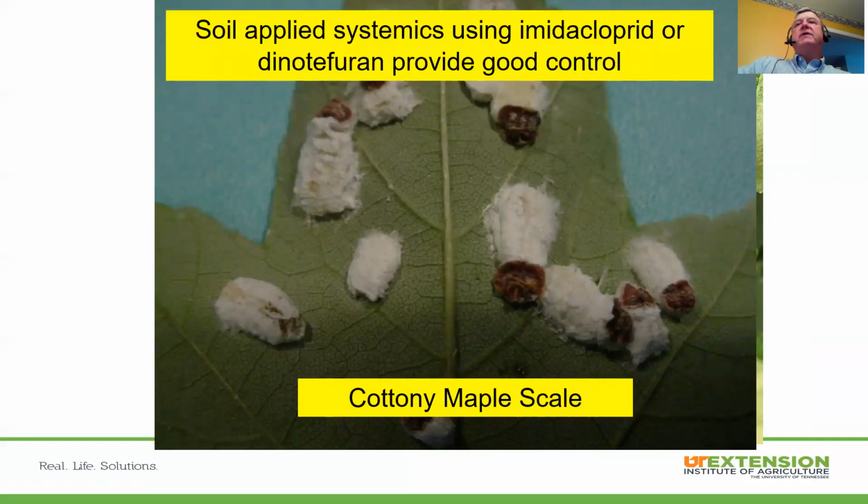Soil applied systemic insecticides that contain imidacloprid or dinotefuran provide good control, applied early in the year when the tree breaks dormancy and begins to put on new leaves. That's a great way to protect those trees from these insects. Brand name examples include insecticides such as Merit or Safari.